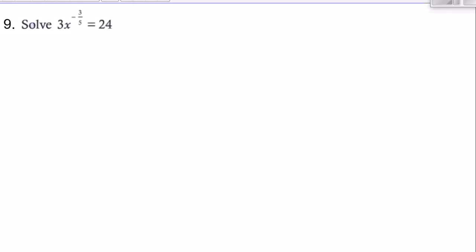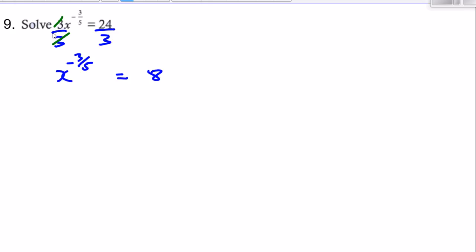The first step will be dividing by 3 on both sides. So divide by 3 there, divide by 3 there. What you'll end up with is, this will cancel. So you have x to the power of negative 3 over 5 is equal to 8.